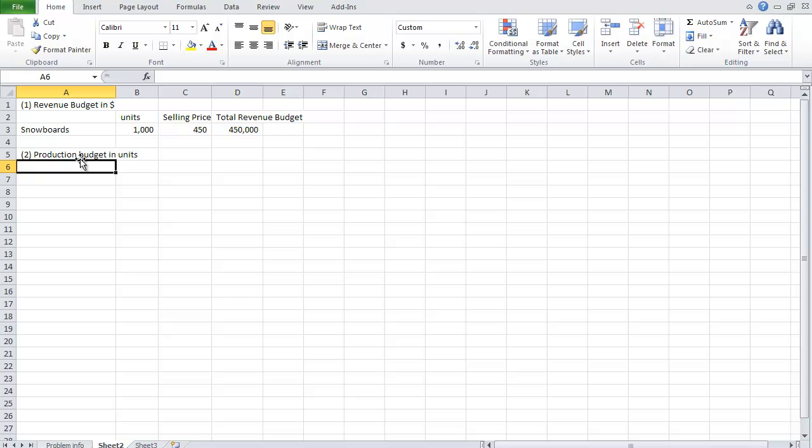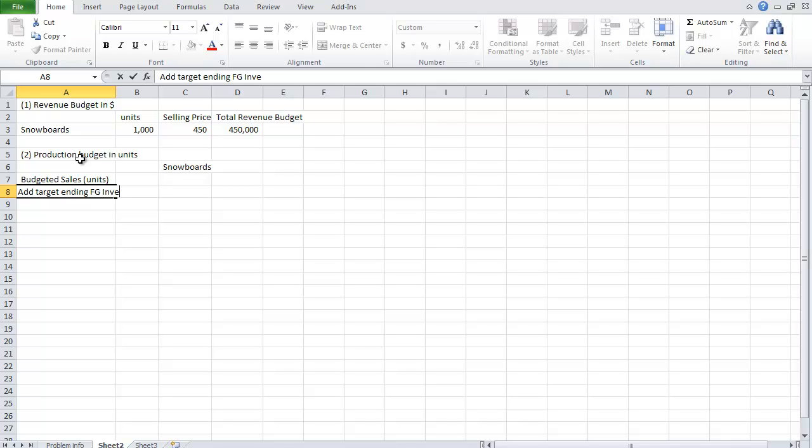Our starting point, again, our units are snowboards. I'm just going to set this up and then I'll go find the information. What we want to start with is our budgeted sales, again in units. We're going to add to that the target ending finished good inventory. That'll give us the total required, which is how much we actually have to produce. From there, we know we started with inventory already on hand, so I'm going to deduct our beginning finished good inventory, and that'll give me the units that need to actually be produced.